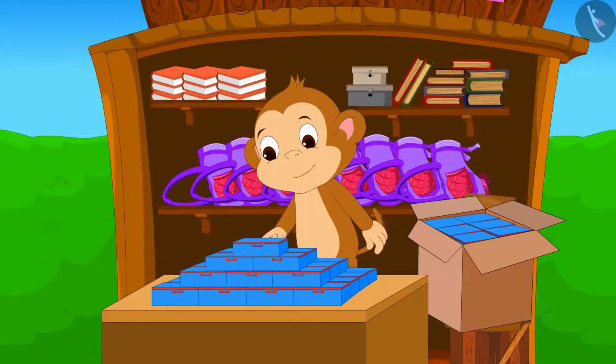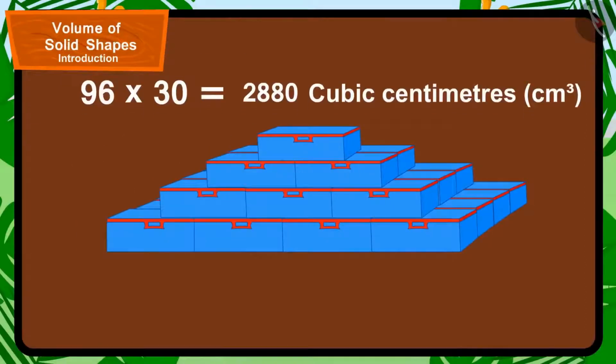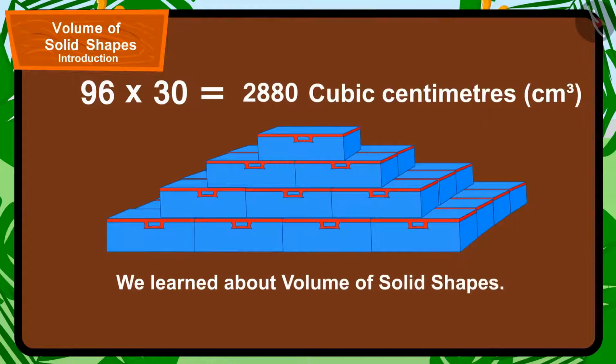Seeing this shape made by Babban, many people started getting attracted towards his shop, and gradually the sales of his compass boxes increased. Children, in this video, we learned about volume of solid shapes. In the next video, we will learn more about it by some interesting examples.